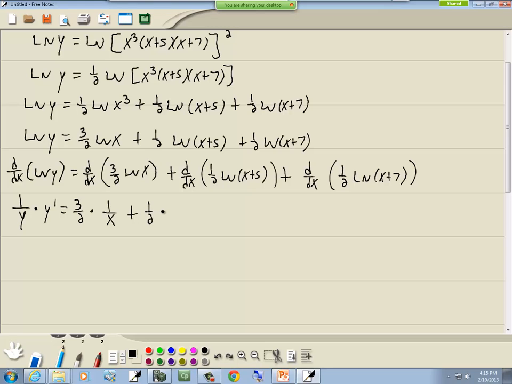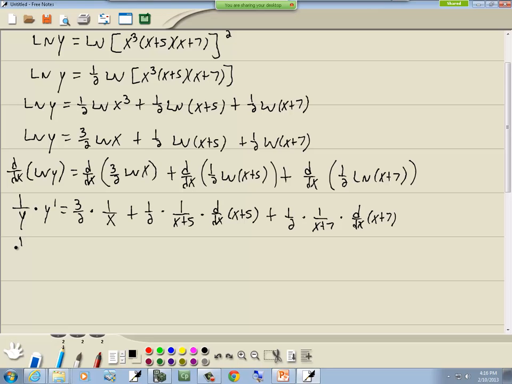plus 1/2. The derivative of natural log of x plus 5 is 1 over x plus 5 times the derivative of x plus 5. Chain rule. Anytime you have more than a single x here, you have to do this. Plus 1/2 times the derivative of natural log of x plus 7 is 1 over x plus 7 times the derivative of the x plus 7. Same thing, chain rule. Anytime you have more than a single x here, your derivative of natural log of something is 1 over whatever's inside the parentheses times the derivative of what's inside the parentheses.